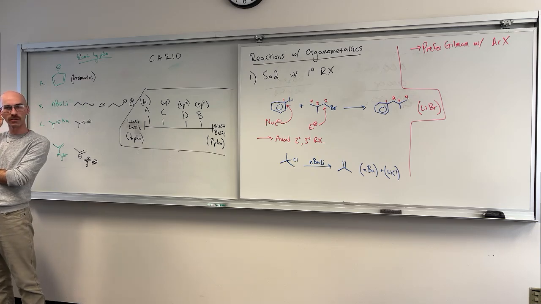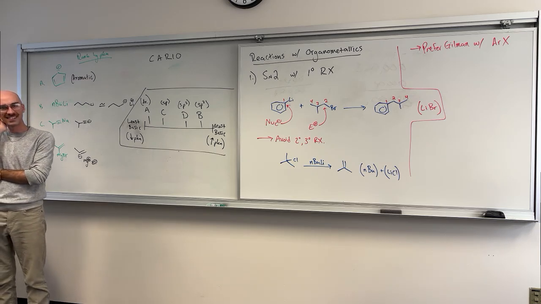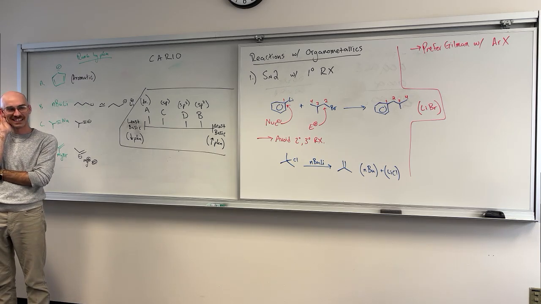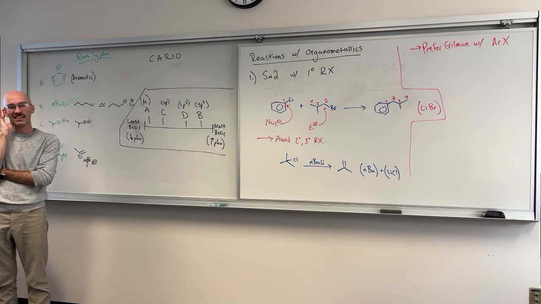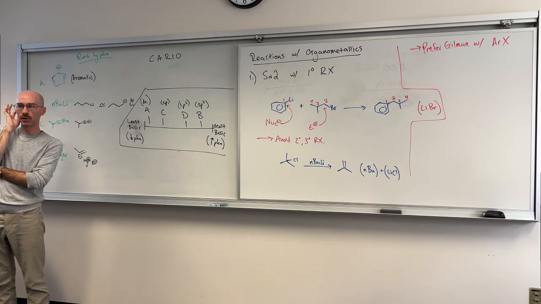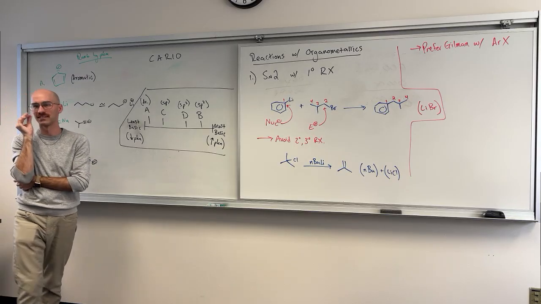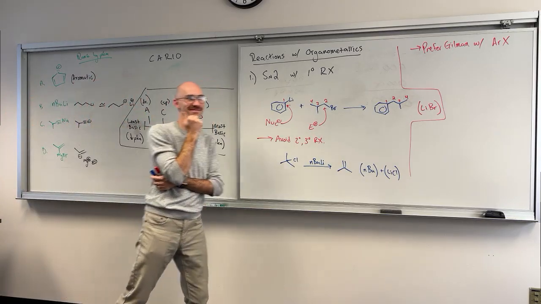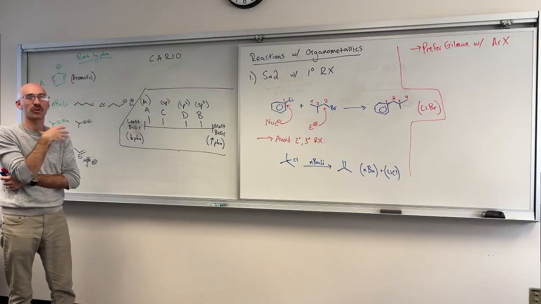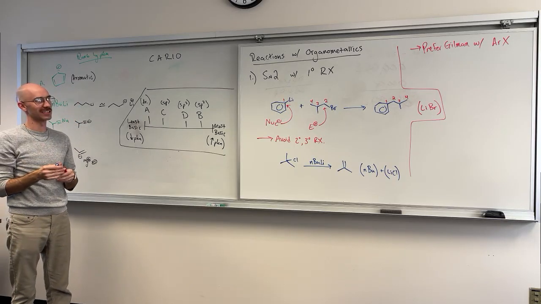R2CuLi is a terrible name though, because it's just a lot of letters. Yeah, lithium diorganocuprates, or the diorganocuprates, or the organocuprates, or the cuprates. Cuprate is what I like because it's just easier.